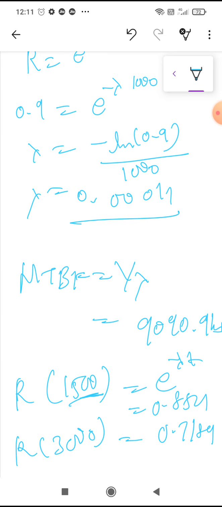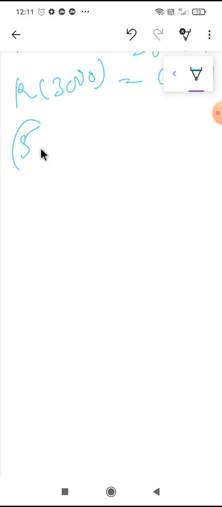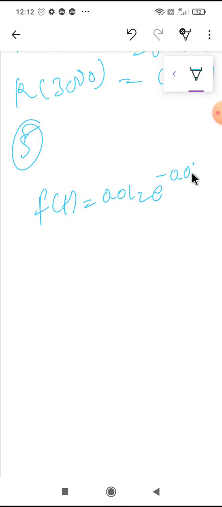Now we will see another example, example number 5. The failure density function of a random variable t is given as 0.012 e raised to minus 0.012 t, where t is greater than 0. Then calculate the reliability of the component, in the form of a function, and the reliability for a 100 hour mission time.